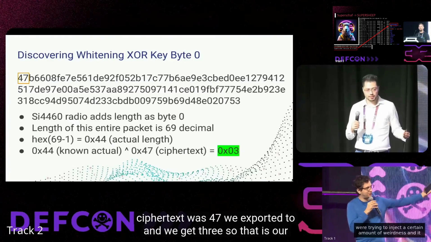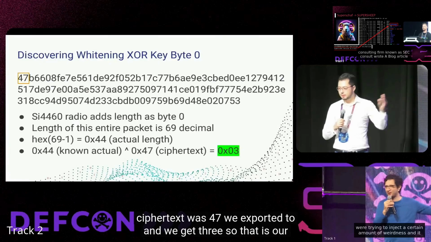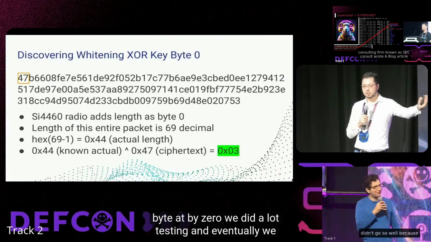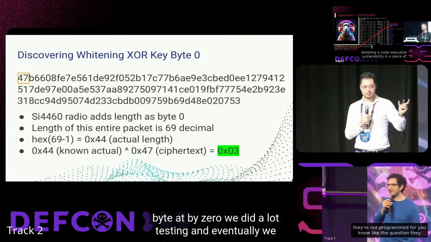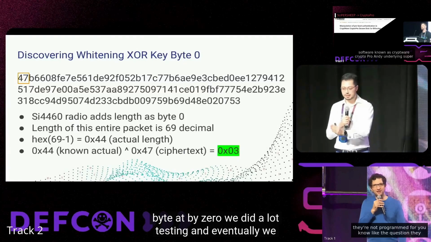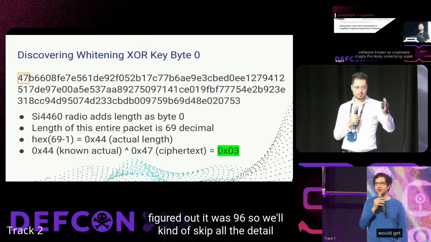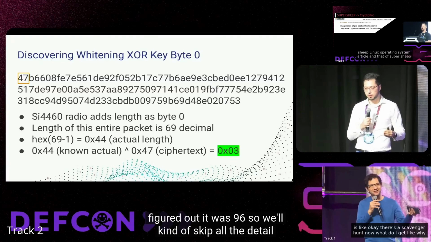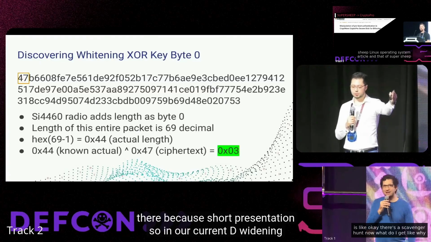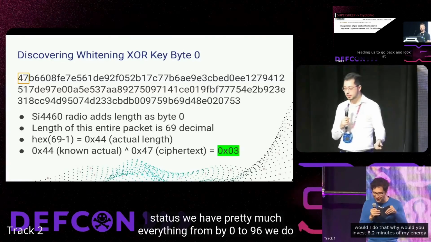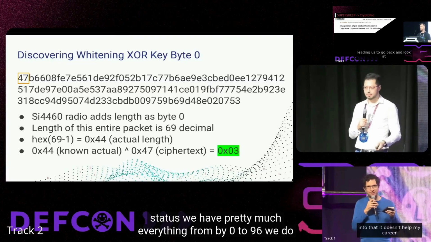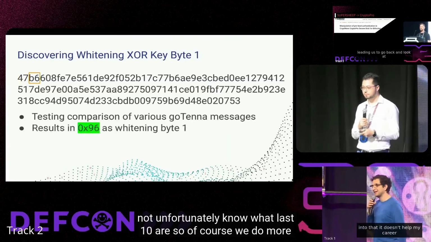So that means that we can find our node. We take our packet, we take the length, we get that 69. So then we have to subtract 1 because that is the length byte. So we get 68. We convert decimal 68 to hex, and we get 44. And then the ciphertext was 47. We XORed 2, and we get 3. So that is our whitening byte at byte 0.